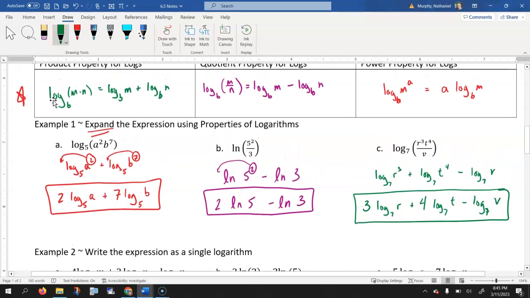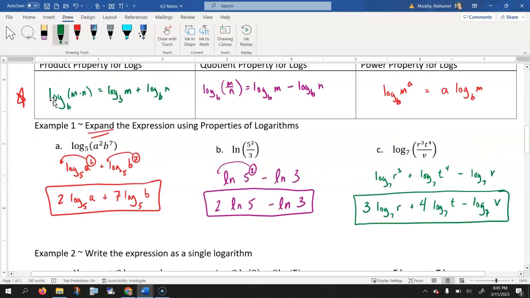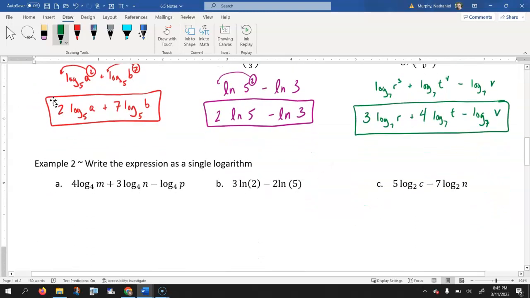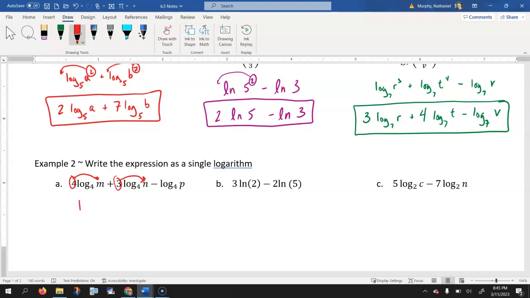With these, the first thing we did is we separated them into two separate logarithms, and then we put the exponents out in front. So now, before I do anything with the plus and the minus, if there's a number in front of a logarithm, that represents an exponent for the value. So that 4 and the 3 are going to be an exponent for the m and the n separately. So we'd have log base 4 of m to the 4th power plus log base 4 of n cubed, and then we'll just write minus log base 4 of p.